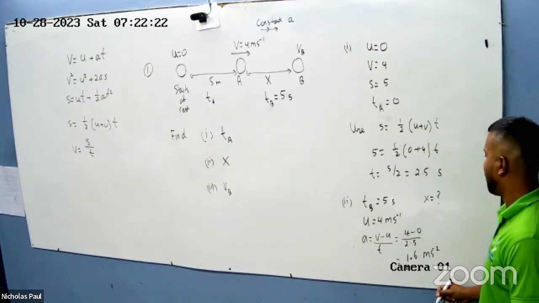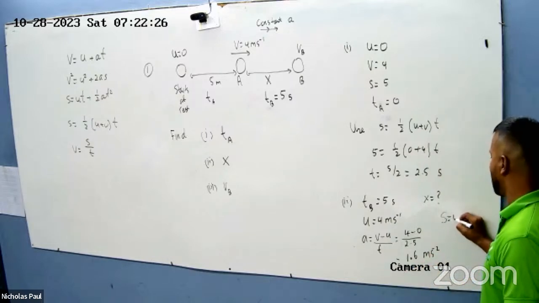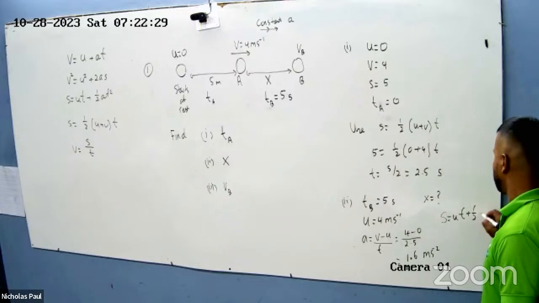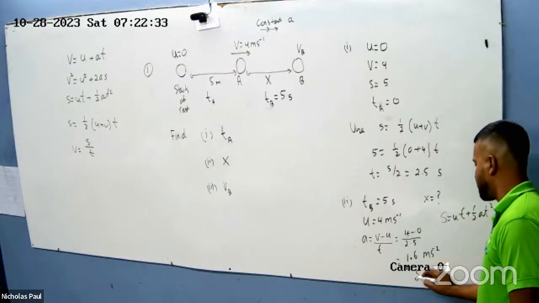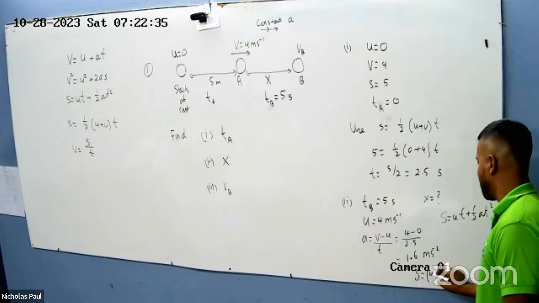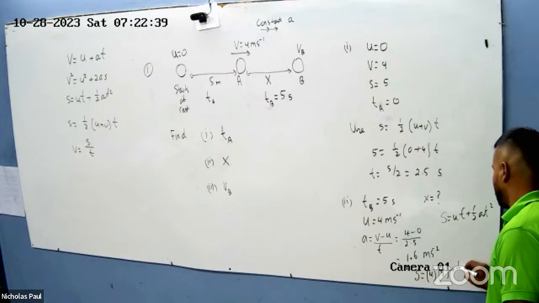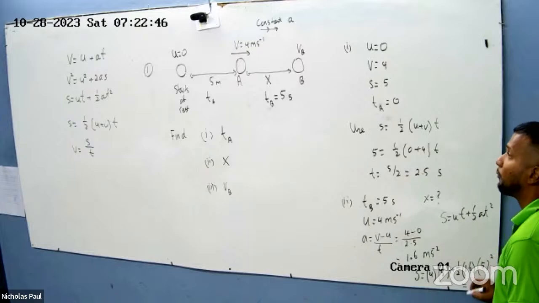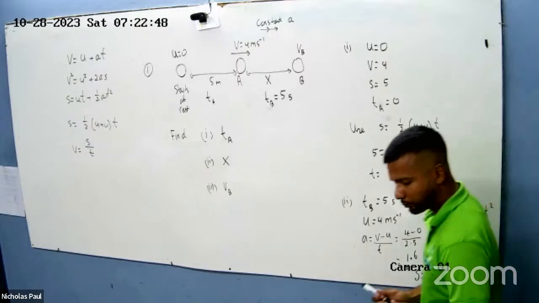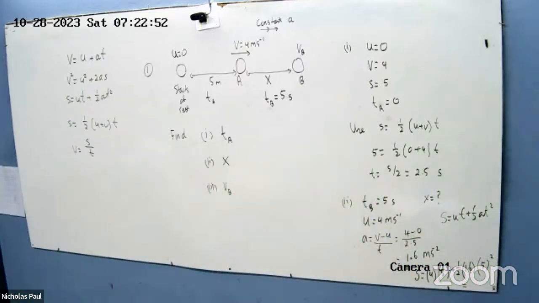Right, work out for S. So we're going to use S is equal to ut plus a half at squared. So work out for S, tell me what you get. And then do part 3. Try part 3. Last one.